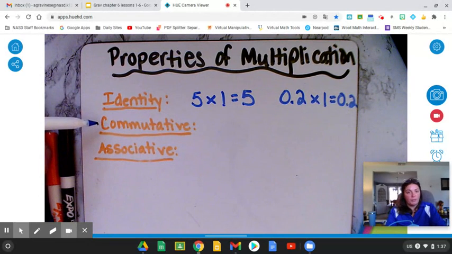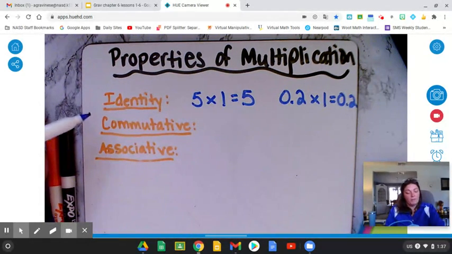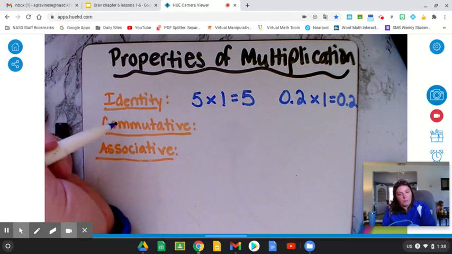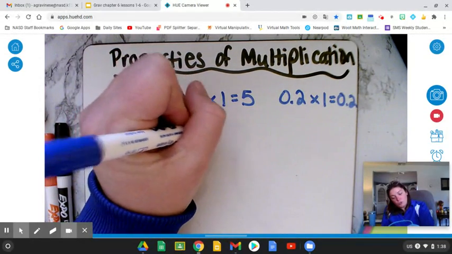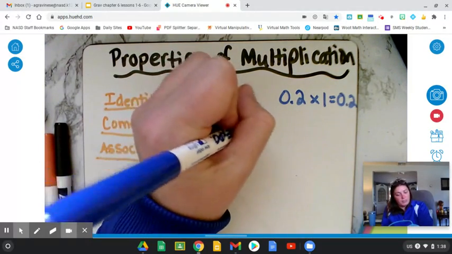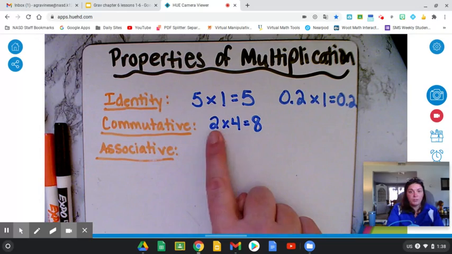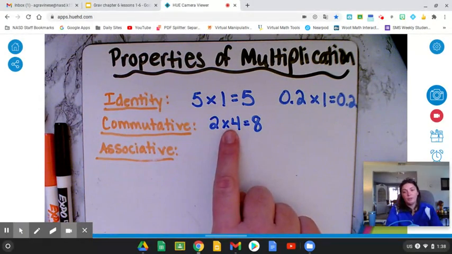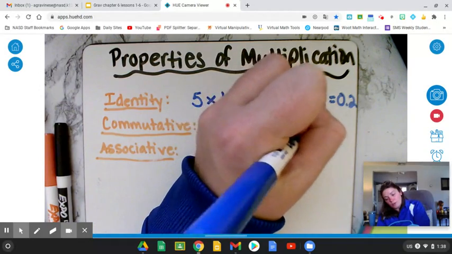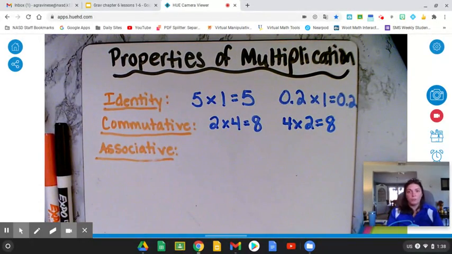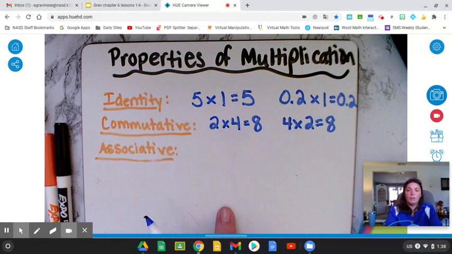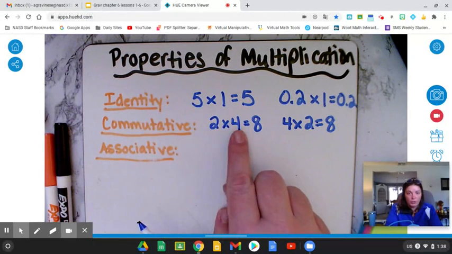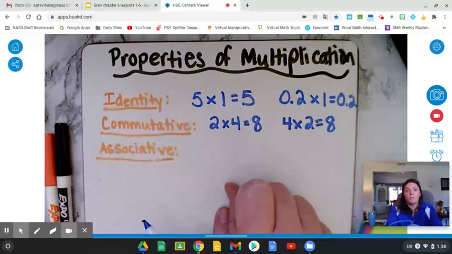The commutative property. I like to call this one the flip-flop property. So in multiplication and addition, this means that you can reverse the order of your factors and you get the same product. In other words, 2 times 4 equals 8. Well, I could flip-flop these factors, reverse the order, and I would still get 8. 4 times 2 also equals 8. So 2 times 4 is 8, and 4 times 2 equals 8 as well. The commutative property allows me to change the order of factors, and that won't affect my answer.